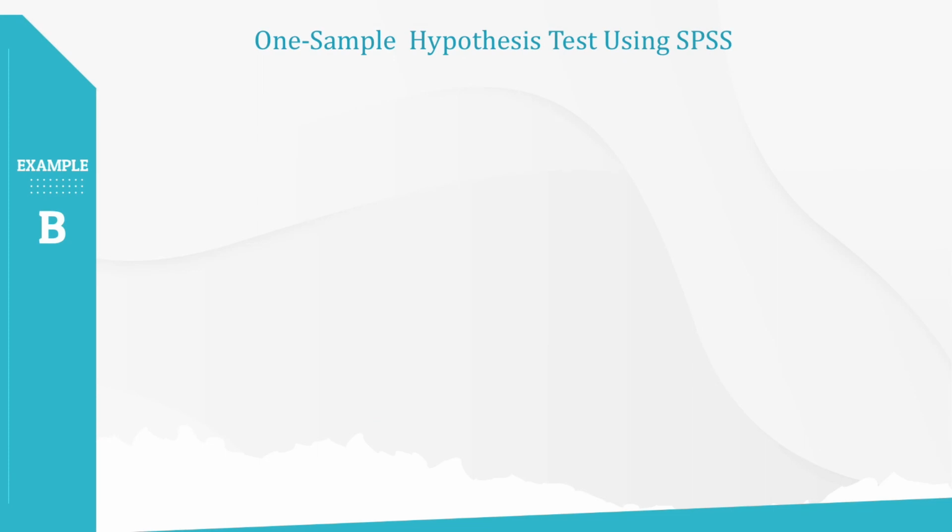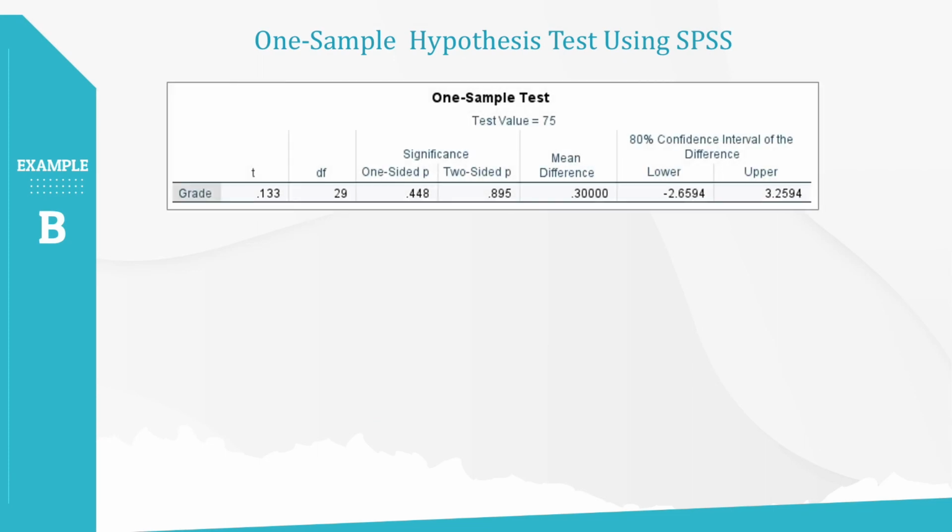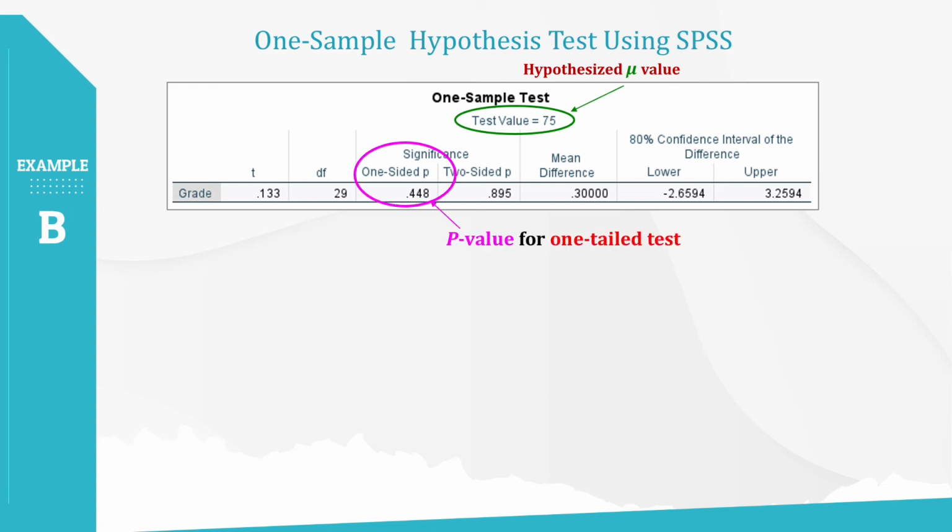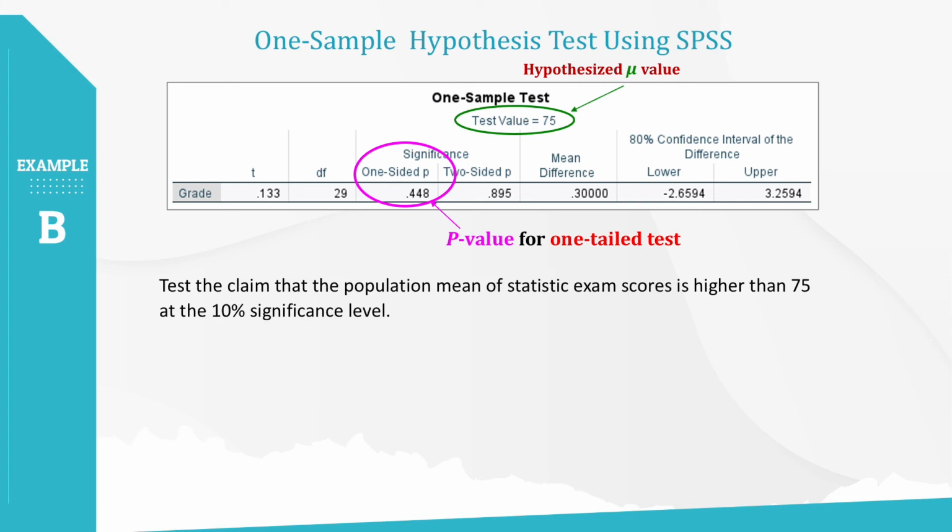Here is the output table from SPSS. You can see the test value 75 for this test. This time, we are doing one-tailed test. We use one-sided p as the p-value, which is 0.448. Then we need to indicate the alpha value from the question sentence to see 10% as the significance level.